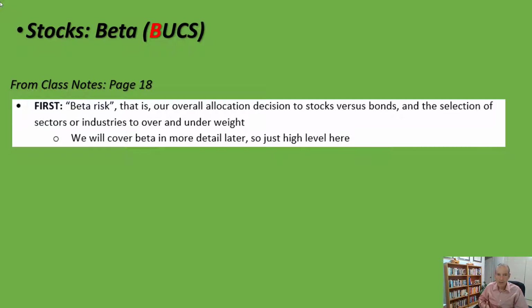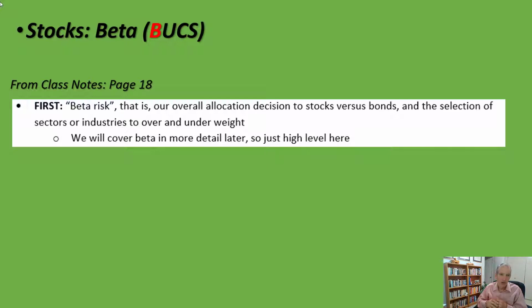I'm using the word beta here as a substitute for exposure to the economy. The actual beta from the capital asset pricing model, we'll talk about that in more detail later. You should have already had it, but we'll cover it again. It's one of those things we cover maybe a few too many times, but it is an important concept.